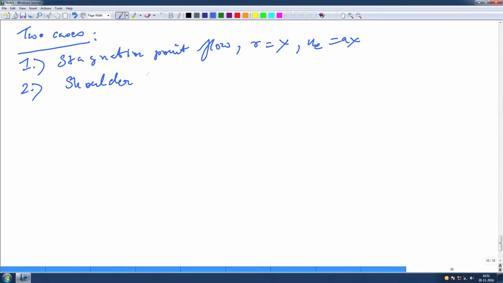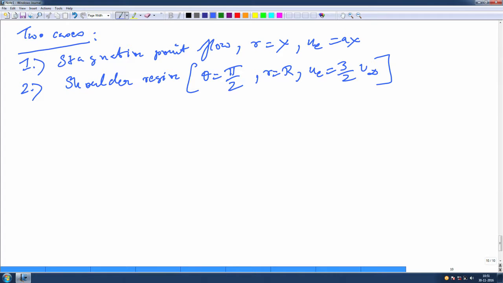The other one is the shoulder region of the droplet, right. There, if you consider theta from the droplet equator, that is at 90 degrees, right. So, theta at 90 degrees, where R is equal to capital R, UE is basically 3 by 2 U infinity.